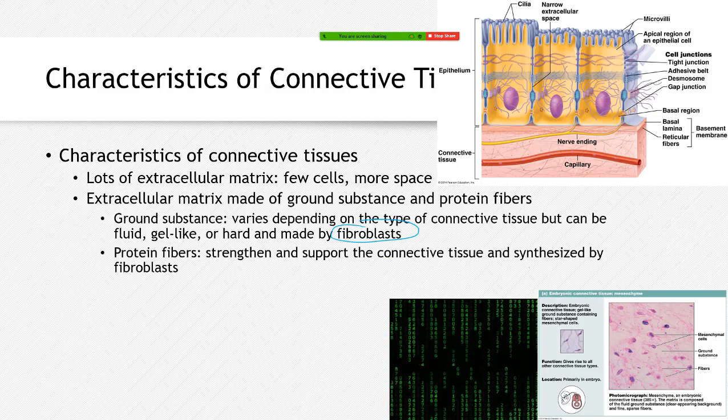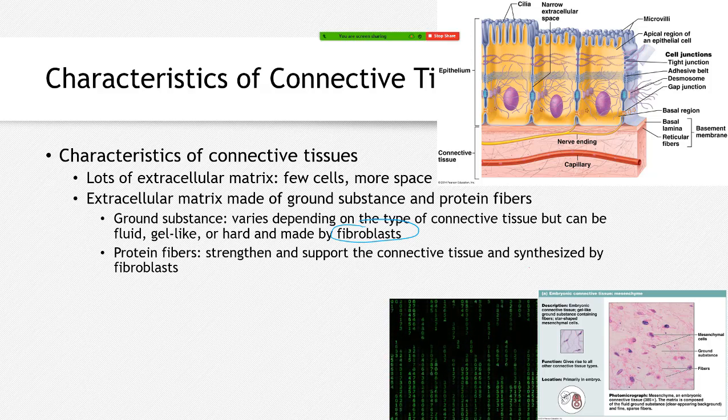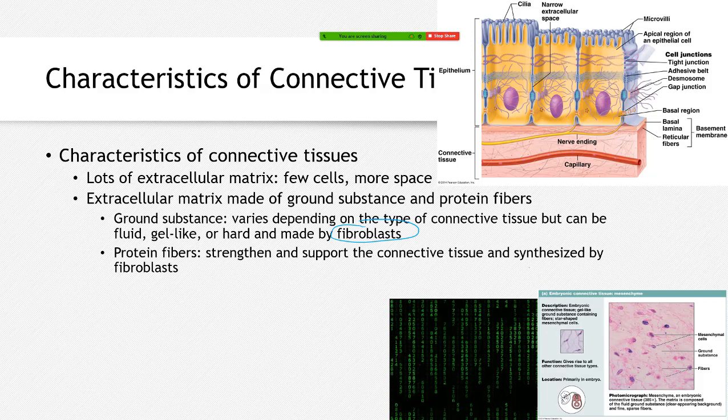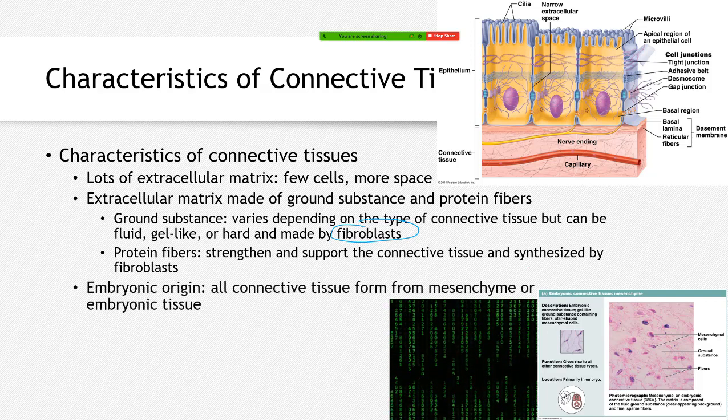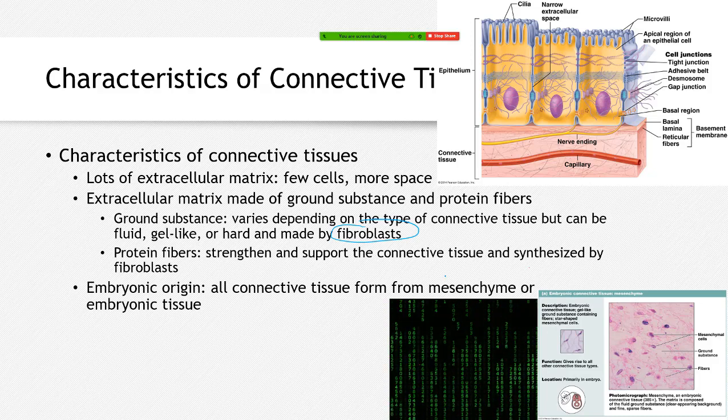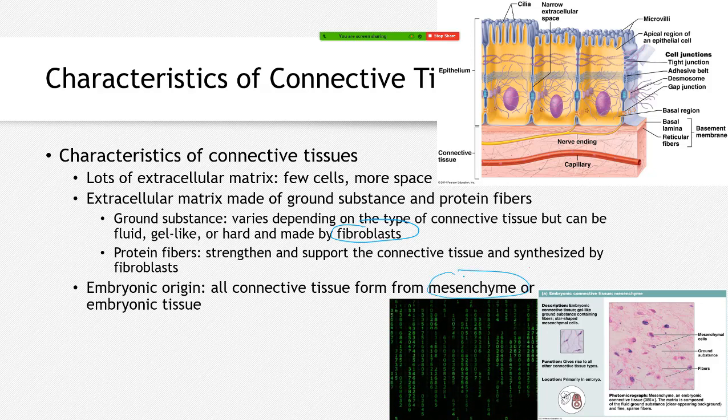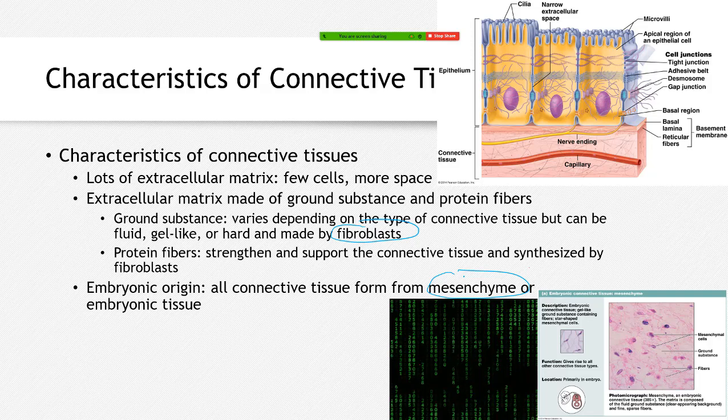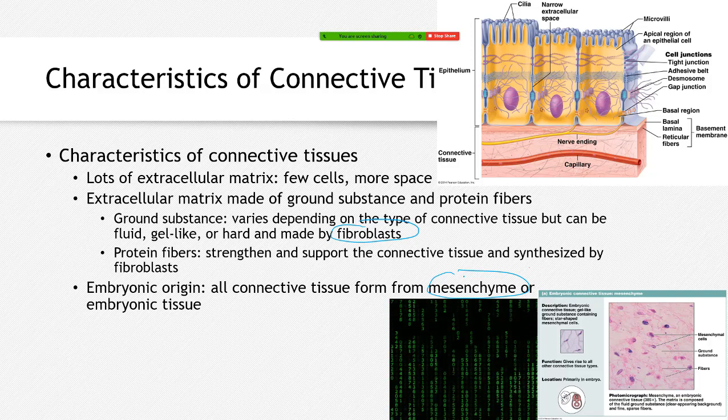The fibroblasts also make the protein fibers, and there are different types of protein fibers that we will need to know, and we'll describe them as we go. Connective tissue is made from mesenchyme, the embryonic form of connective tissue. All connective tissue comes from this type of mesenchyme tissue.